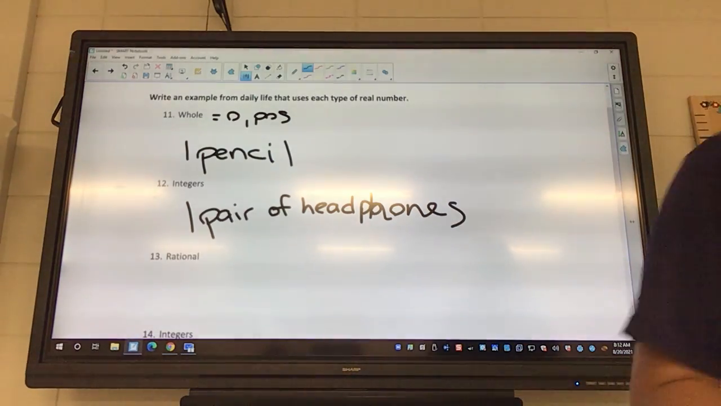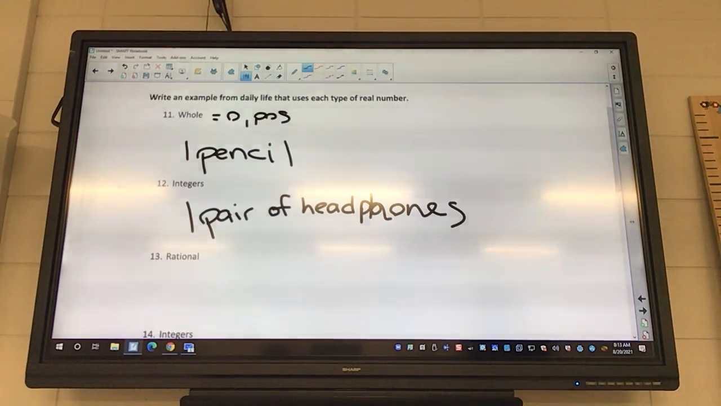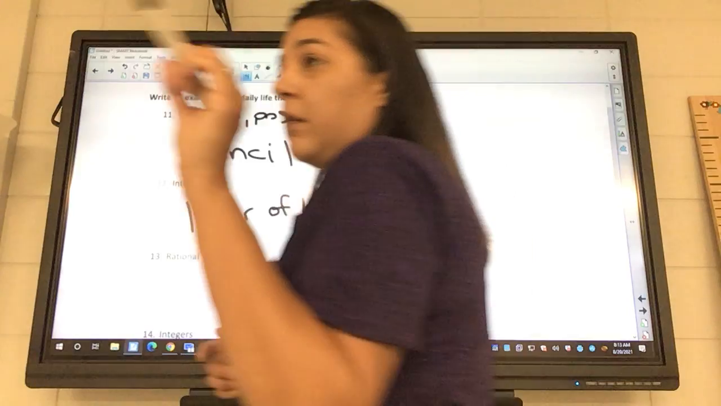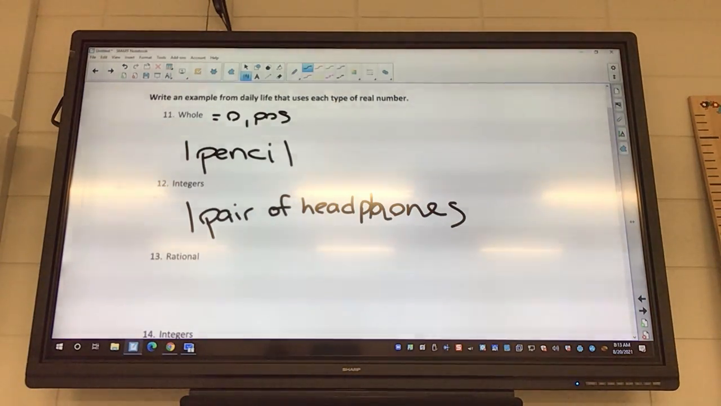Start writing. Okay, rational. Where do we use rational numbers in the real world? Cutting a cake. Cutting a cake, yeah. Cutting a pizza. Why? Because it's a fraction. Where else do you use fractions?